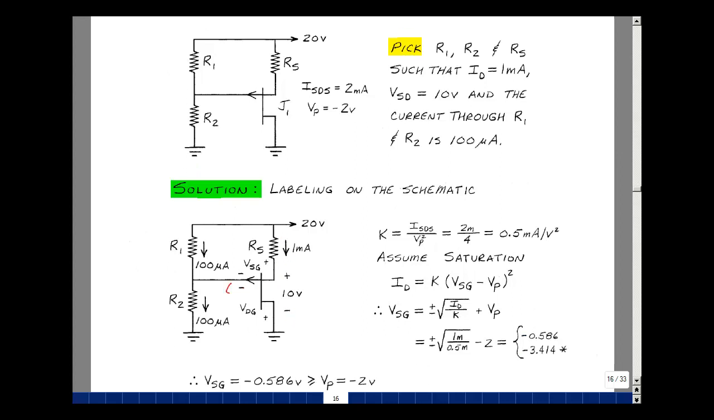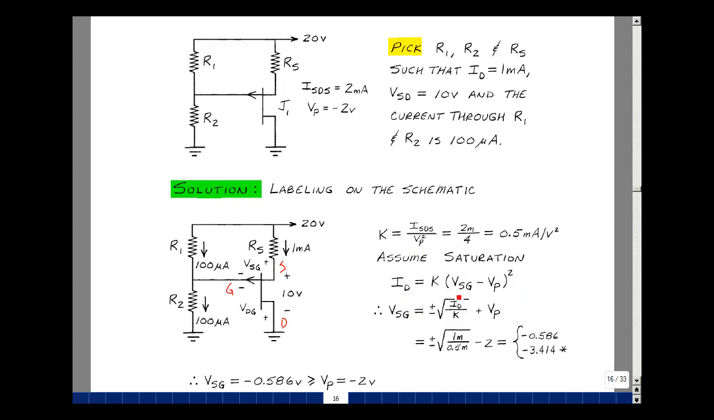And here's my gate, and here's my source, and here's my drain. And we want this current to be 100 microamps. Since we have 10 volts here, we're probably in the current saturation region, so let's assume that we're there. We'll need the value of K, which is I_DSS over the pinch-off squared, 2 milli over -2 squared. That's a half a milliamp per volt squared.